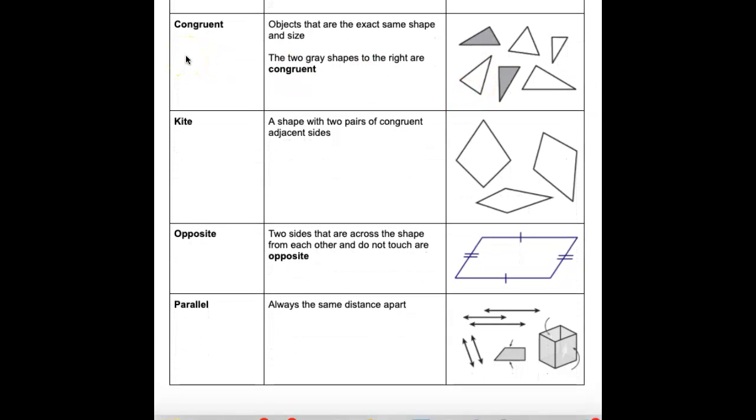Our next vocabulary word is congruent. Congruent means objects that are the same exact shape and size. The two gray triangles over here are congruent because they are the exact same shape and size. One is just turned a different way from the other.